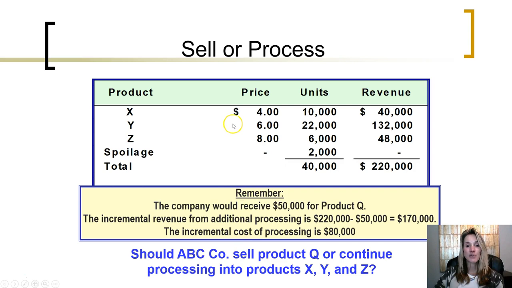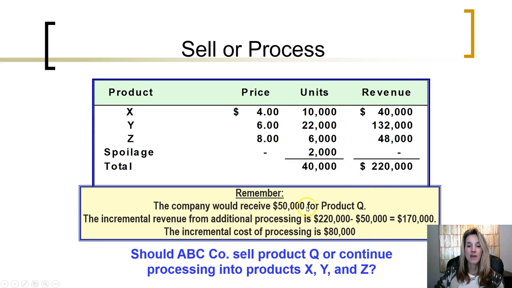If they process further and end up with X, Y, and Z, they would be able to sell each of those products for this unit price, the number of units they would be able to produce, and the revenues that would come from selling those further processed products. There will be 2,000 units of spoilage, which we would not be able to sell, so there would be no revenues. So the additional units we would be able to create by processing further will result in revenues of $220,000.